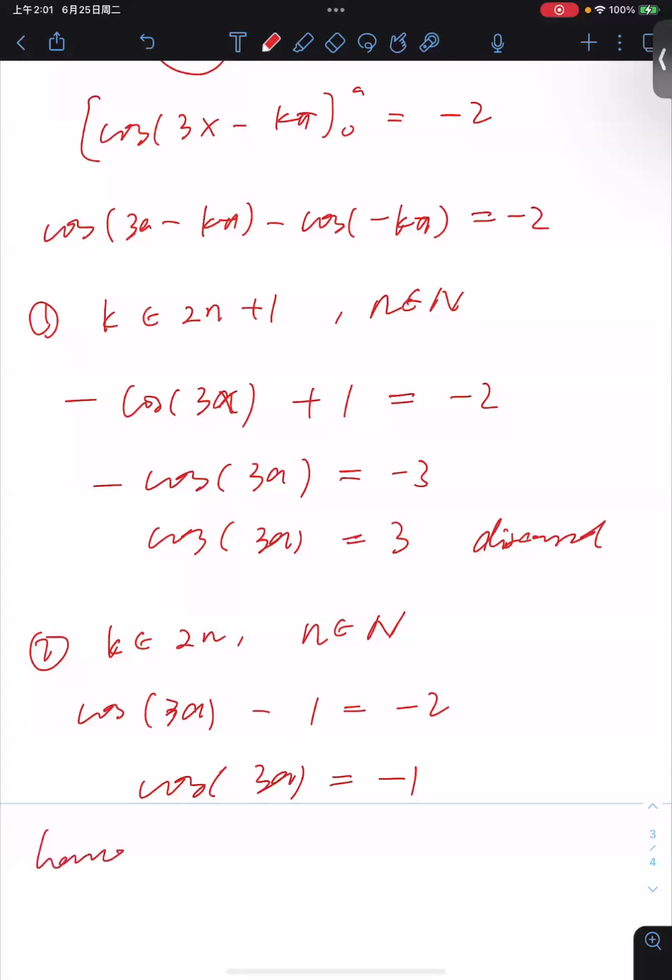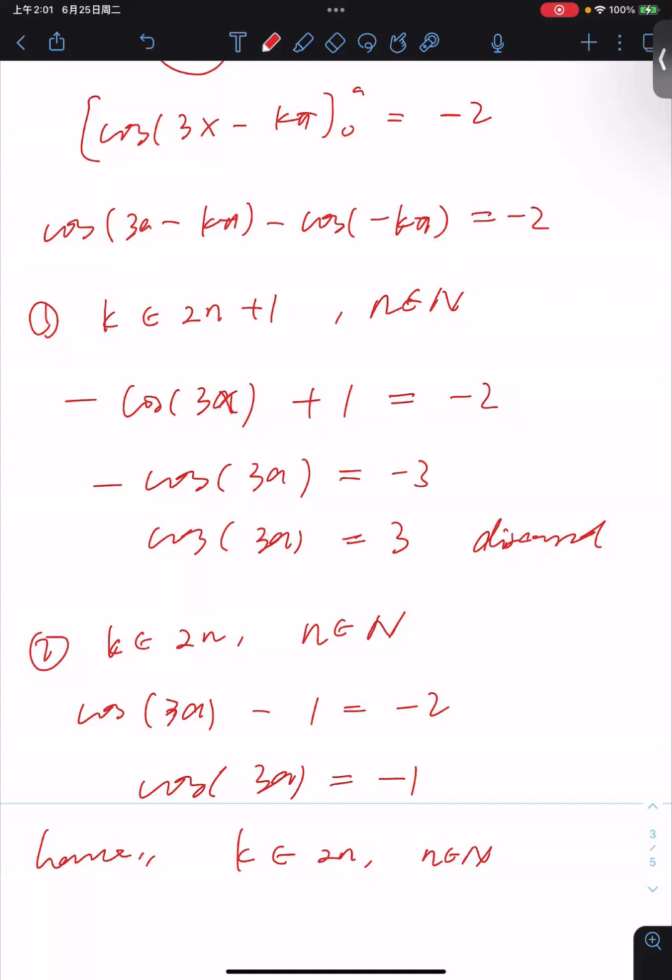So hence, if you want to find a solution, okay, k belongs to 2n and n is a natural number. Okay, you can write Z star or Z plus to represent the positive integers, but think about it. What is a natural number? 1, 2, 3, 4, 5, 6, 7, 8, right? What are positive integers? 1, 2, 3, 4, 5, 6, 7, 8, same thing.